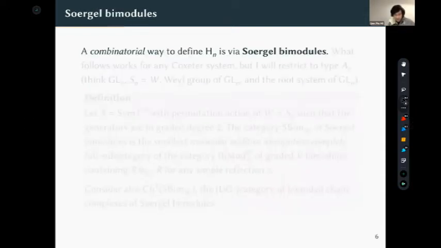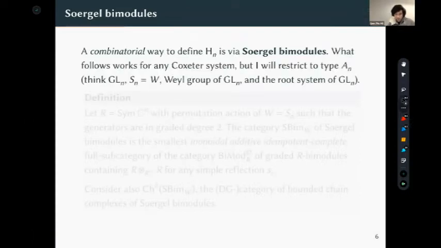Okay, so the first step: how do we categorify the Hecke algebra? In other words, how do we construct the Hecke category? There's a combinatorial way to define the Hecke category via Soergel bimodules. This is due to Soergel. In what follows, it will work for general root systems, but I will restrict myself to type A_n. So you should think about the group GL_n and the group S_n, the permutation group, as the Weyl group of the general linear group, and also the root system of GL_n. These are the things that you should keep in mind as we go along in the talk.